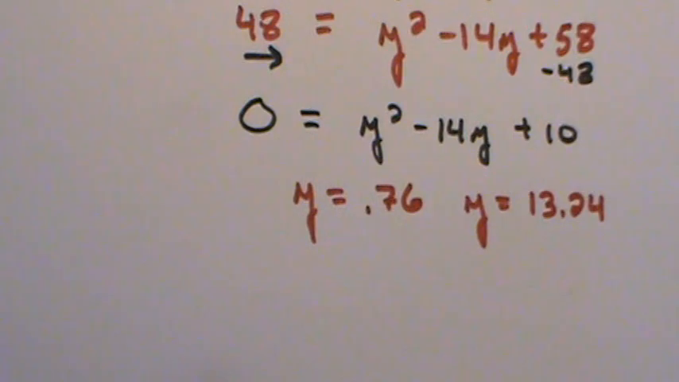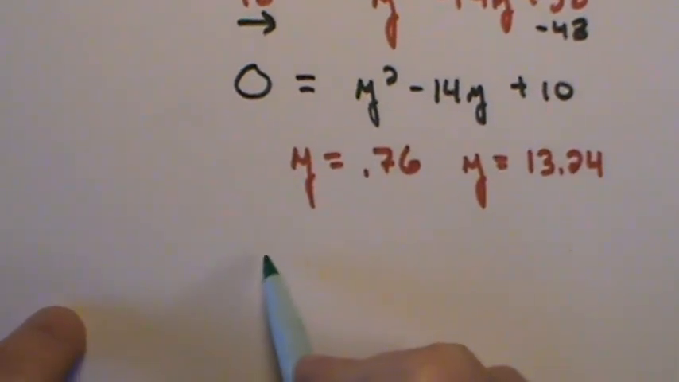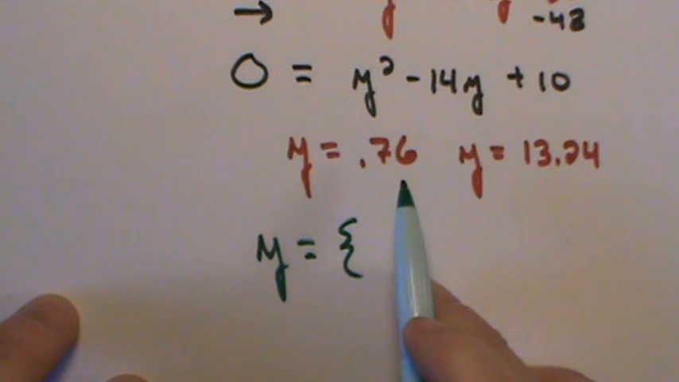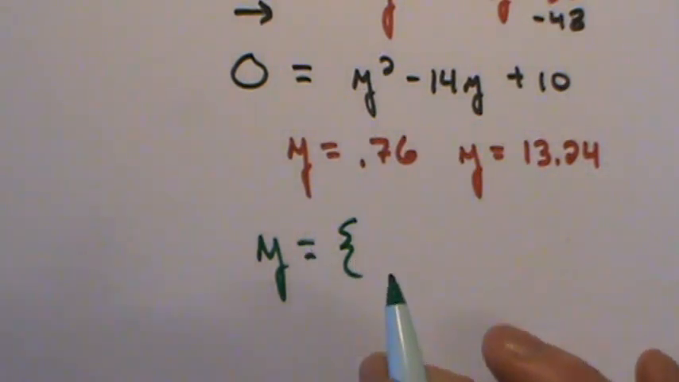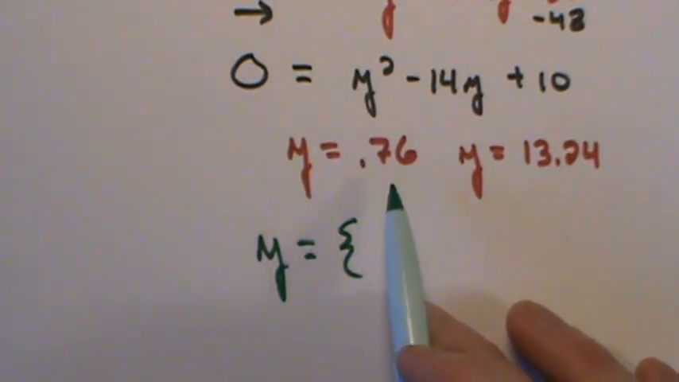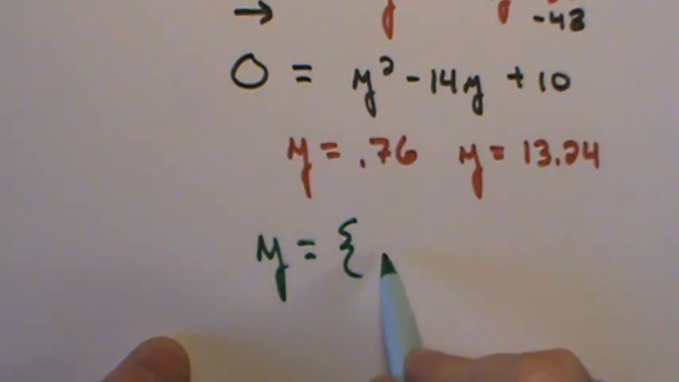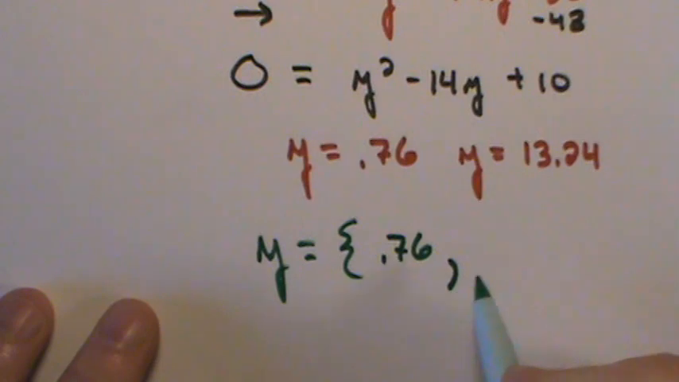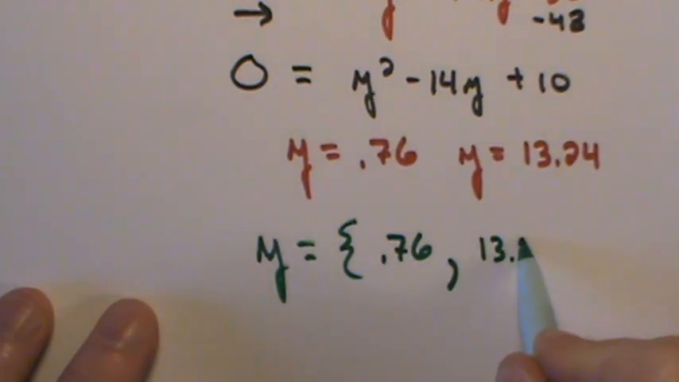This is a finite set, means I have 2 answers that I can list out, and I will simply write this as y equals the set, and you want to do them least to greatest. If you're doing it the way I had completed on the calculator, it should already be in the correct order. Go 0.76, that's your leftmost point, comma, 13.24.